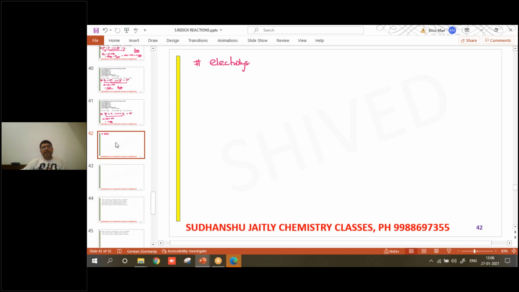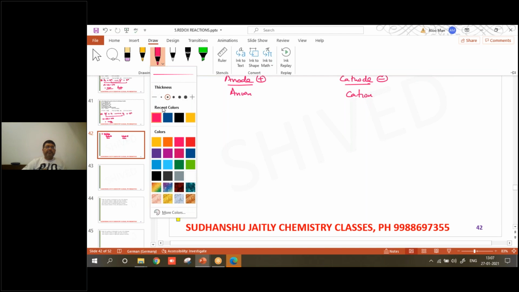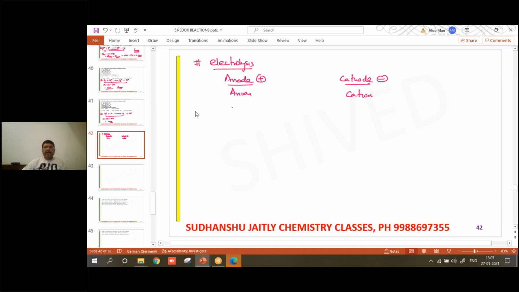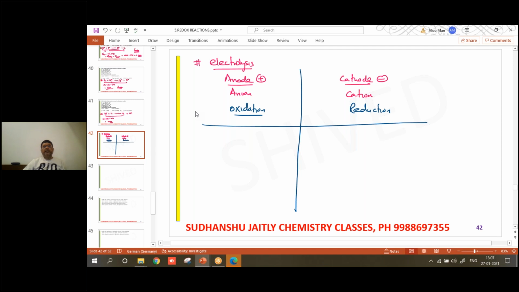Electrolysis is reverse of energy producer. It takes energy. यहाँ पे एनोड पे एनायन जाते हैं because anode is positive. The cathode पे cation जाते हैं because cathode is negative. Never ever forget that at anode happens oxidation. At cathode always happen reduction. This is good. This is fundamental.